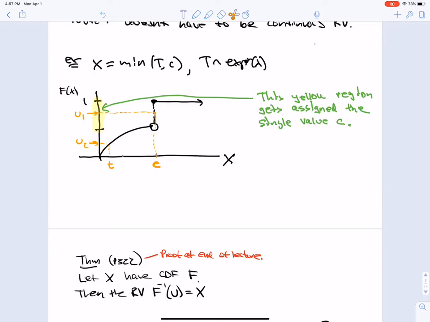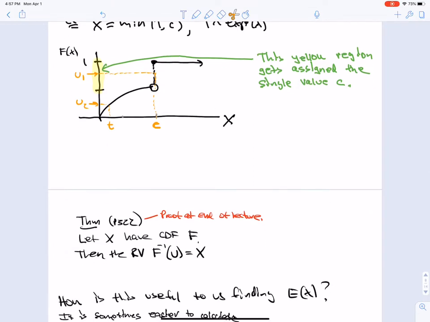value of x, as here I show: if you throw darts in the yellow region on the y-axis, then you'll always get c. So interestingly, if we're throwing darts uniformly between 0 and 1, then we get IID draws of x, the distribution x. In other words, F inverse of u is x. And the proof of this I write out clearly at the end of this lecture.